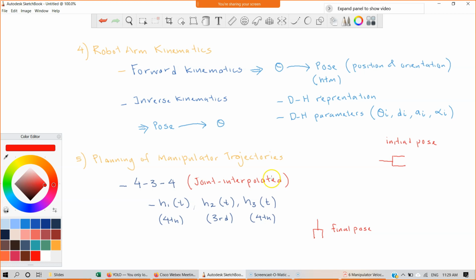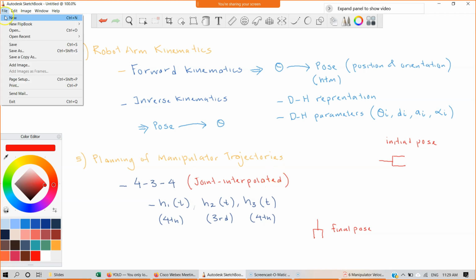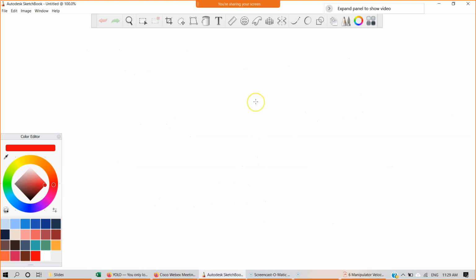Unfortunately, I always have to save before I open a new canvas, which I hate to do. Okay, now I just delete. All right. So let's say this is your robot arm. This is the base. You have your first joint here. Then you have the second joint, third joint, fourth joint, and let's say that's it, right? Then you have your end effector.